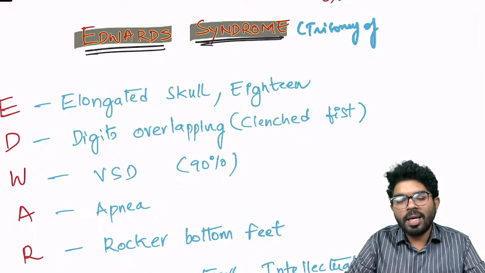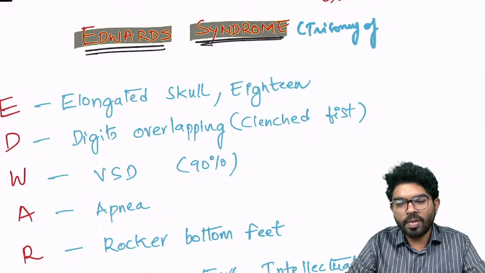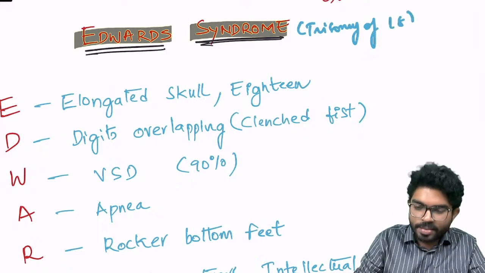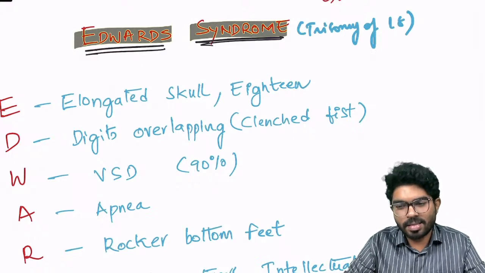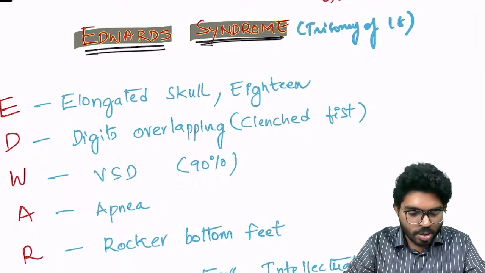Normally each pair is going to have two chromosomes, but trisomies are going to have 3 chromosomes. Edwards syndrome is trisomy 18. Try to be clear, guys, few of you are going wrong. These are very important. Edwards syndrome is trisomy 18.